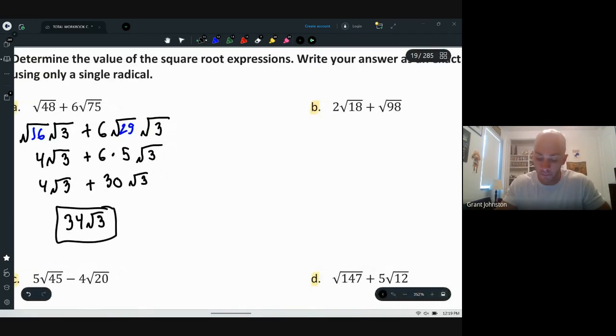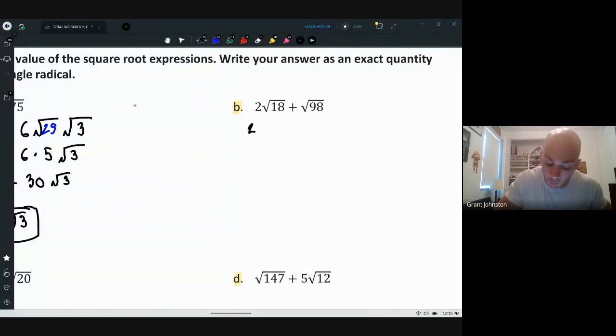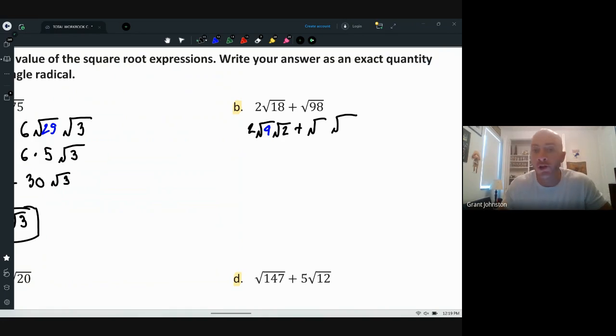Let me show you another. Again, I'm going to break up this root 18, and I'm going to break up the root 98. 18, 9 is the biggest perfect square that goes in there. 9 times 2 is 18. So let me just finish that one. I have 2, and the square root of 9 is 3, so this is going to turn into 6 root 2.